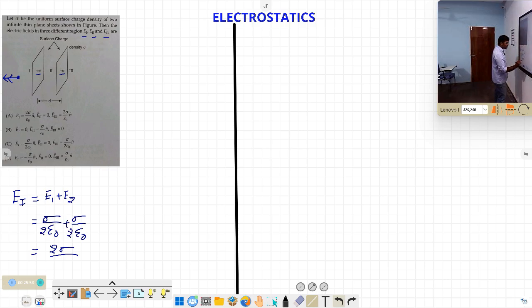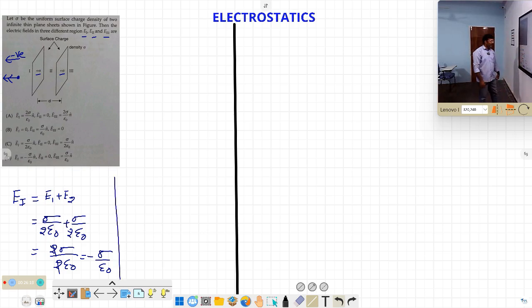Sigma by 2 epsilon naught is the formula. So if you add it 2 times, 2 sigma by 2 epsilon naught, the 2 gets cancelled, and you are going to get sigma by epsilon naught. But the directions are also given here, plus and minus, that's why you care. This is the negative x-axis, so you have to take this value as minus sigma by epsilon naught. So the electric field in the first region must be minus sigma by epsilon naught.